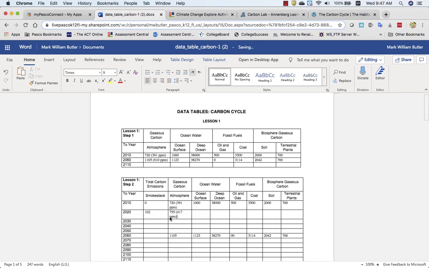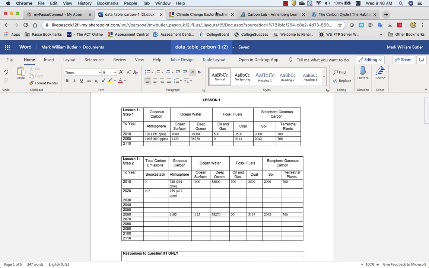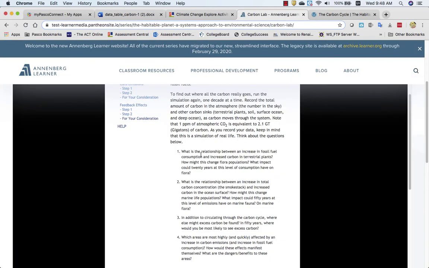All right. If you don't want it to, I think you can. No, you can. So it'll make your table bigger if you choose to include that value in there. But again, you're going to record everything in here, and then looking at these questions, what did you notice about the relationship between the increase in fossil fuel consumption and increased carbon in terrestrial plants? How might this change flora populations?